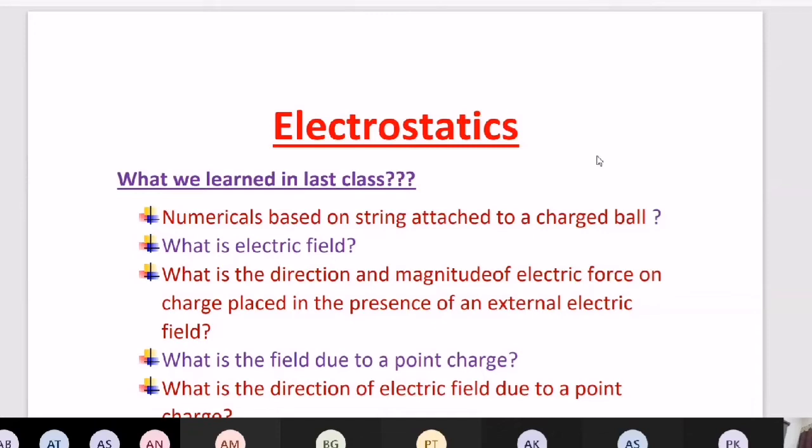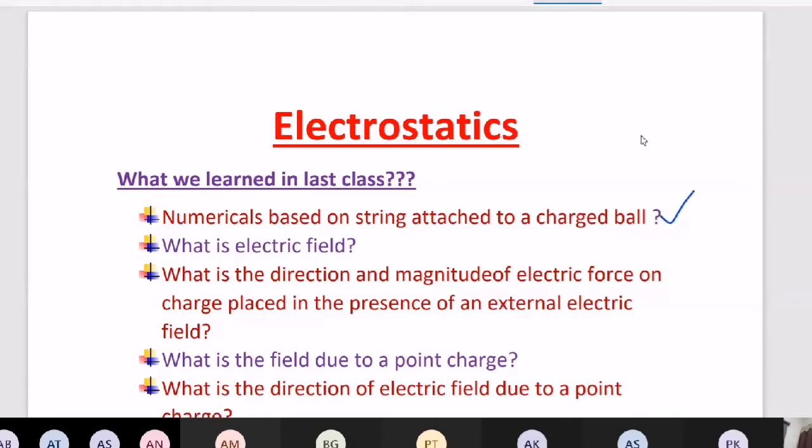As usual, let's have a quick revision. Let's have a brief discussion on what we learned last class. The very first thing is numericals based on string attached to a charged body.